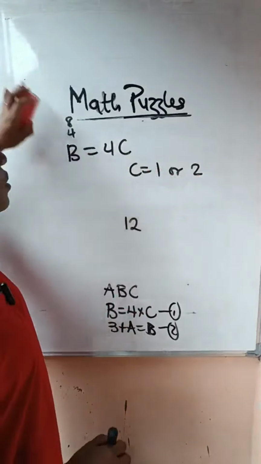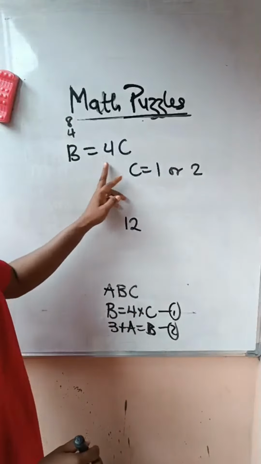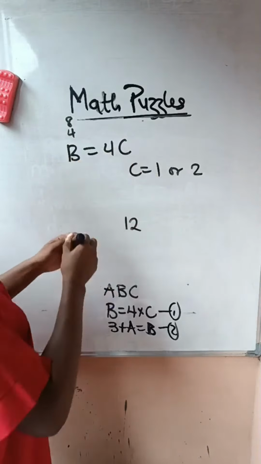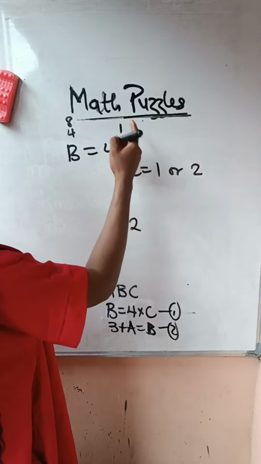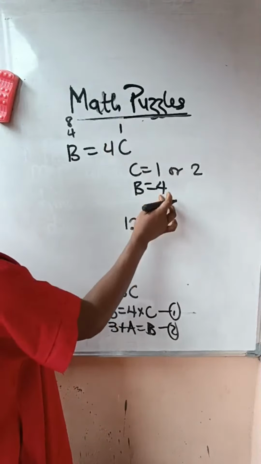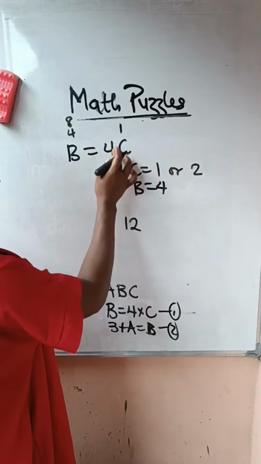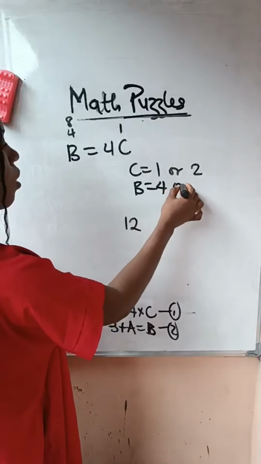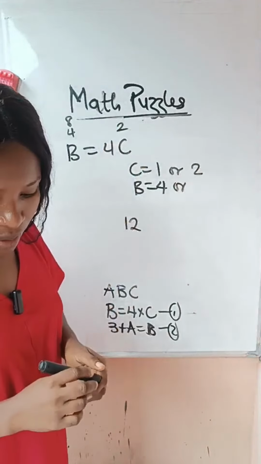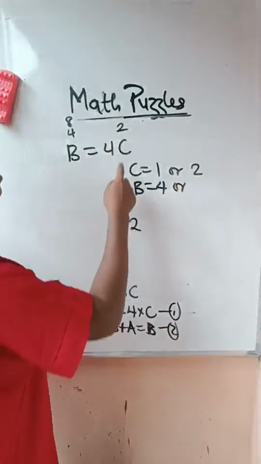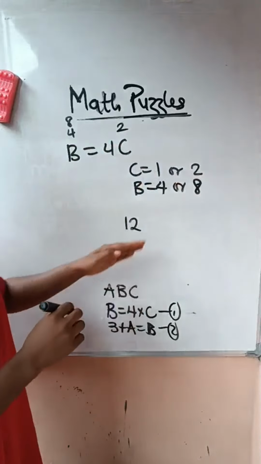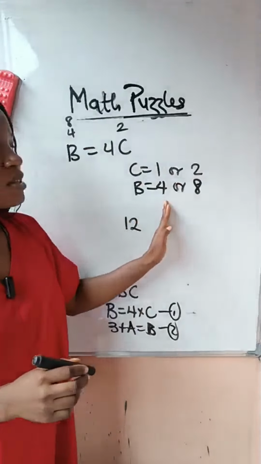Now, if we have C to be 1 or 2, then B will have 2 values. When C is equal to 1, our B will be 4 times 1, so we have B equals 4. When C is 1, B is 4 times 1, which is 4. Or when C is 2, the second possibility, our B becomes 4 times 2, which is 8. So that way we now have 2 possibilities for our C and B.